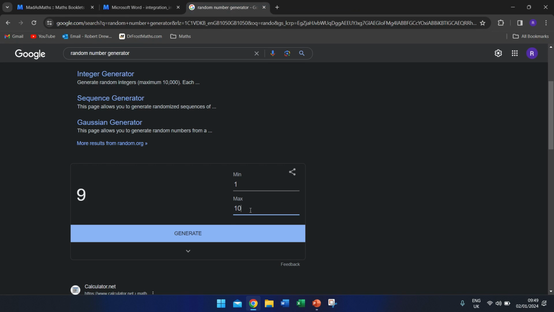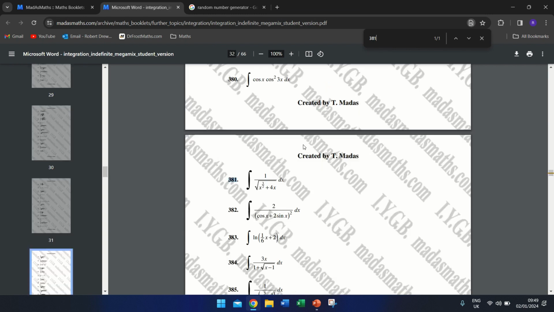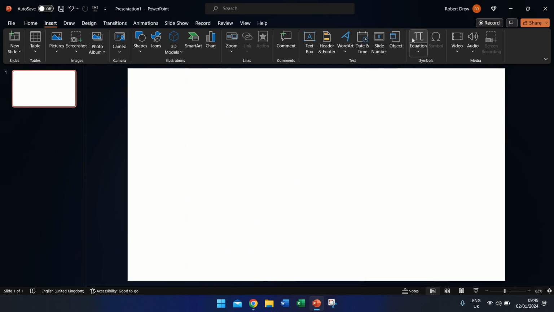Let's pick a random number, 1 to 750, roughly, and it generates number 381. That sounds very close to something we've already done on this series, but it is different. Good. So it's some weird integral that looks like that. Let's get this bad boy typed in.